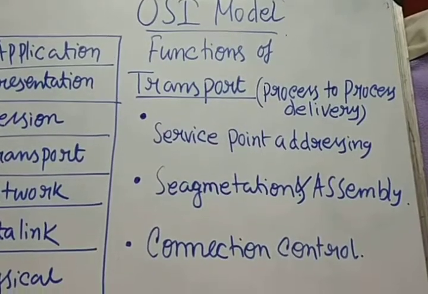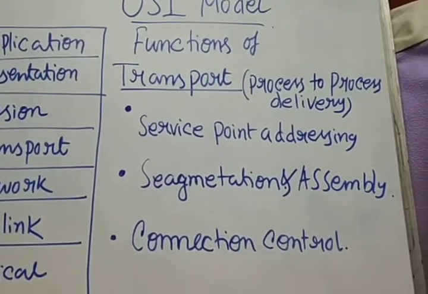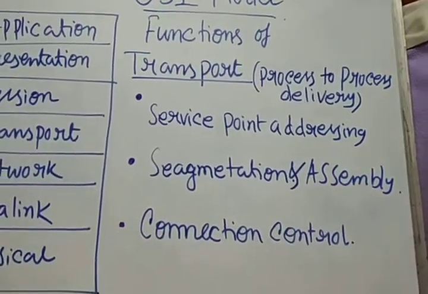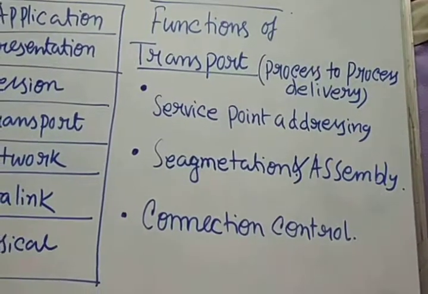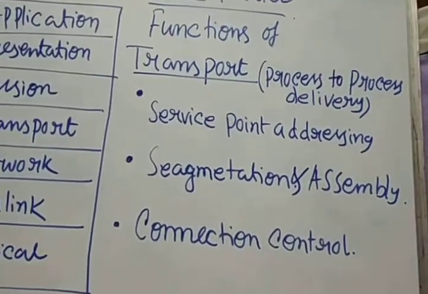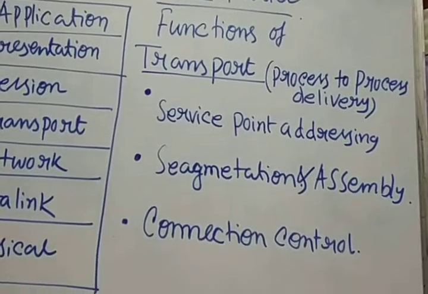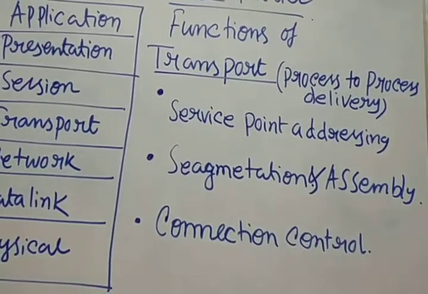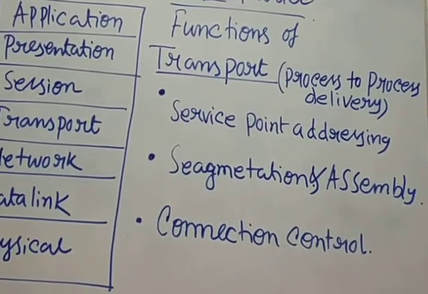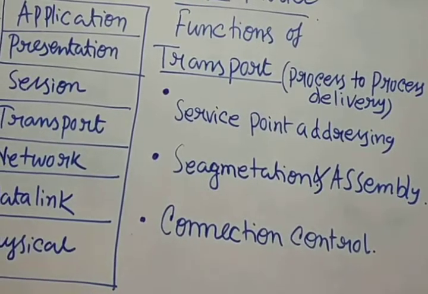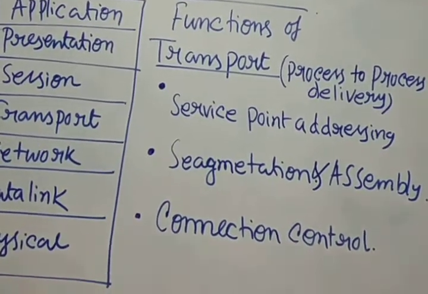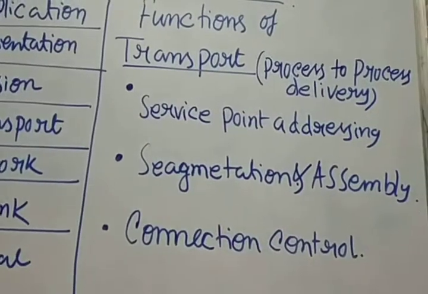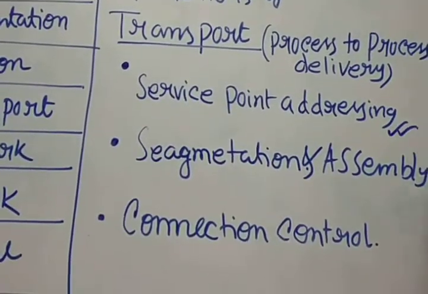Now what are the different functions? Service point addressing is one function. What do you mean by service point addressing? It is nothing but the port address. In process to process delivery, the exact process with which you want to communicate is decided by this service point addressing.